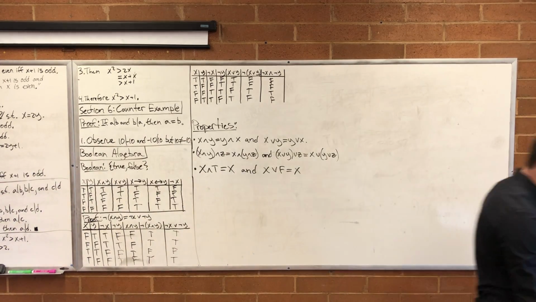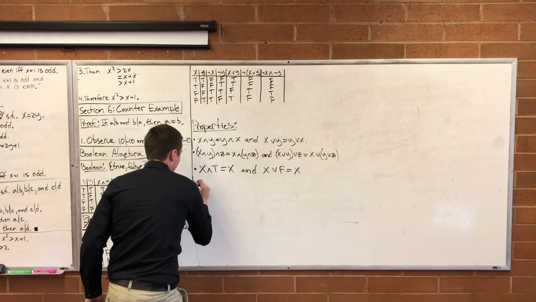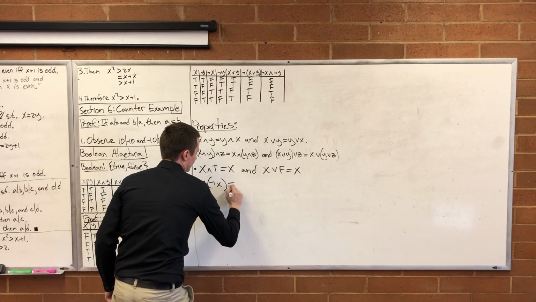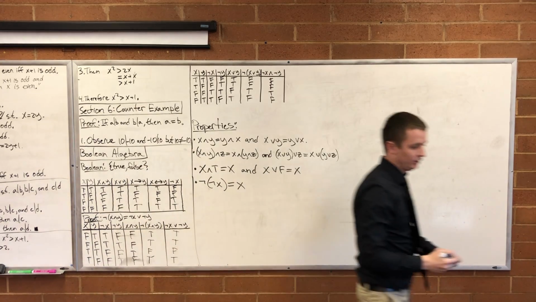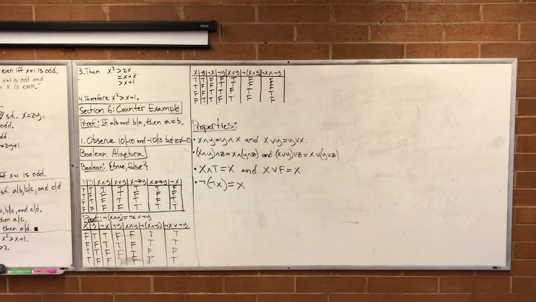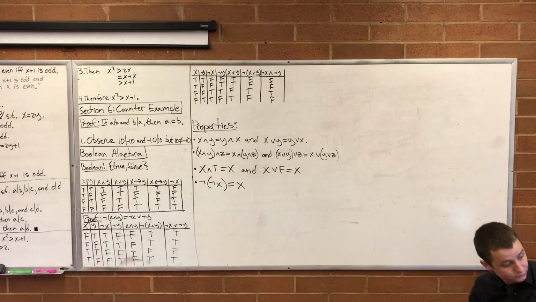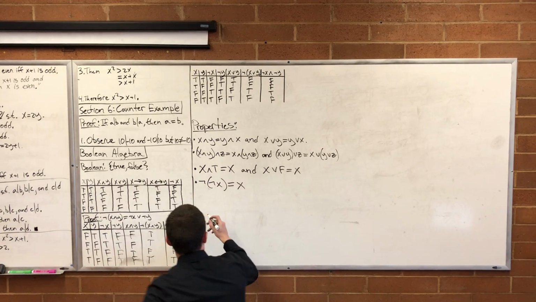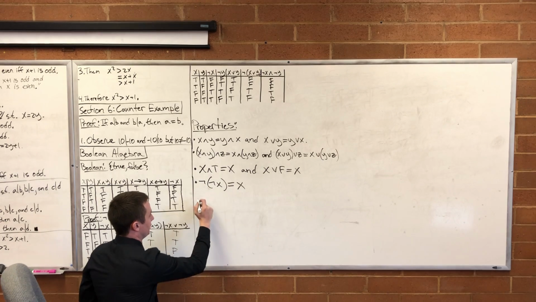Alright, one more property. We already proved this one, but we'll throw it up here. Not not X is equal to X. The double negation gives you back where you started. And then how to distribute. Maybe we'll prove this one in a truth table, but first we'll just list out all the properties and then we'll come back and do this one.